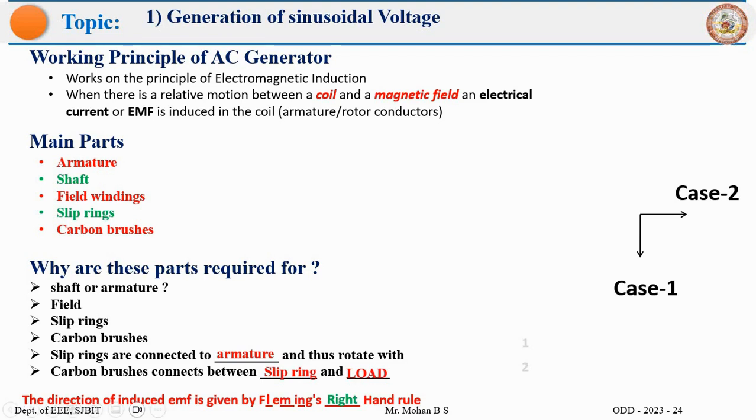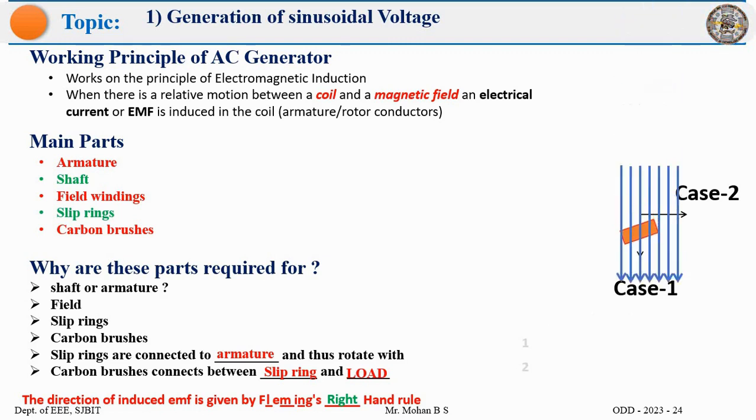However, one should know when we get maximum induced EMF and when we get zero induced EMF in the conductor, when you have change of flux linking the coil. So I'm taking two cases. Case 1, the conductor is moving parallel to the flux. Case 2, the conductor is moving perpendicular to the flux. So let's analyze. These are the directions of motion. This is my coil, and these are the flux lines.